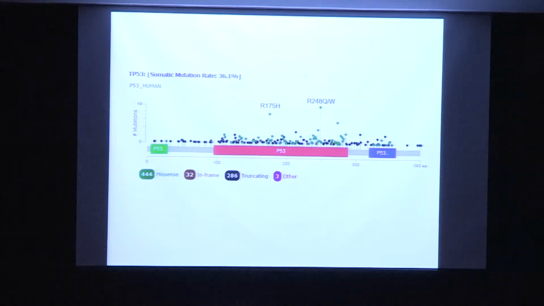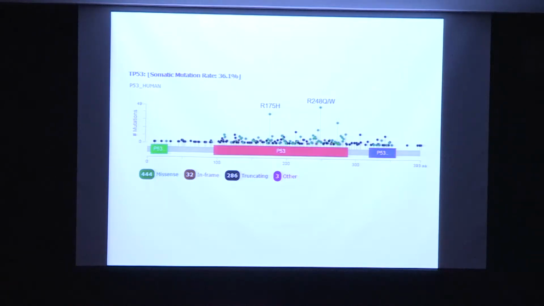And all of these little dots are mutations in p53 found in human cancers. The black dots are truncating mutations that truncate the protein and lead to loss of function. The green dots, which occur mostly here in the DNA binding domain and a few in the tetramerization domain, disrupt tetramerization and DNA binding. And these are missense mutations.